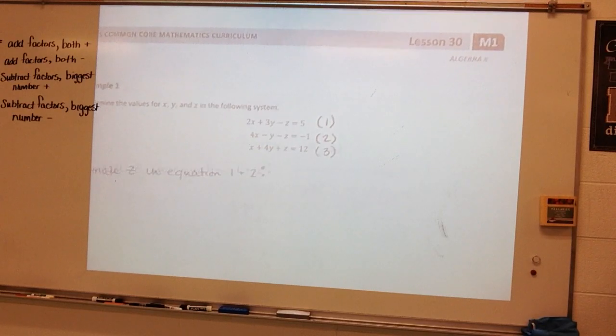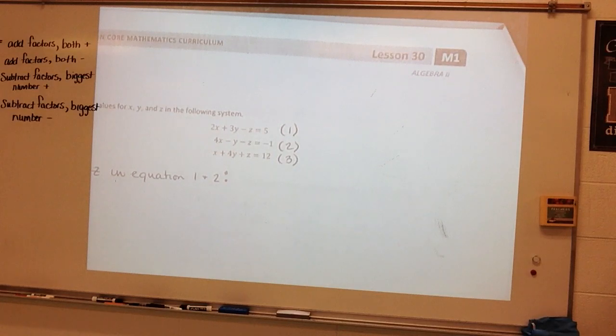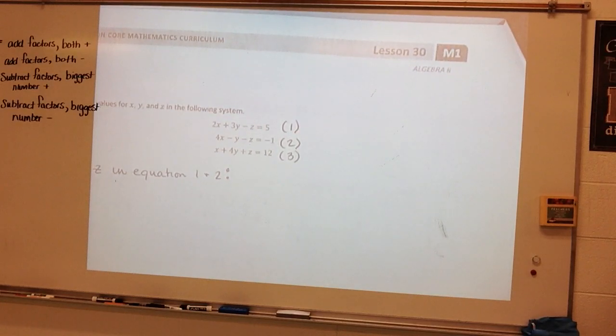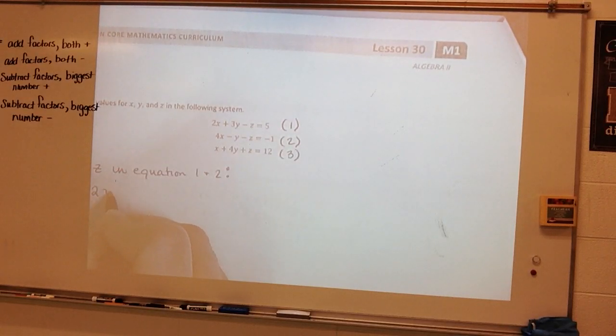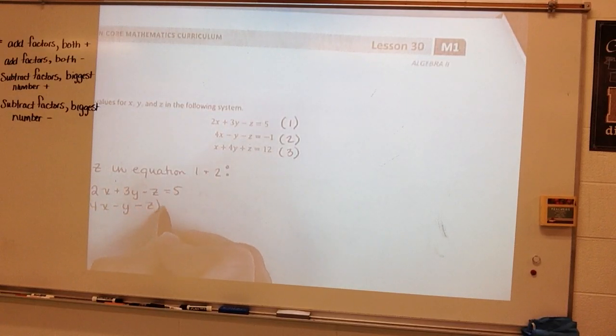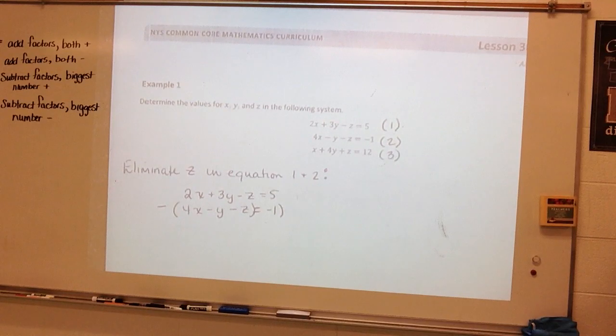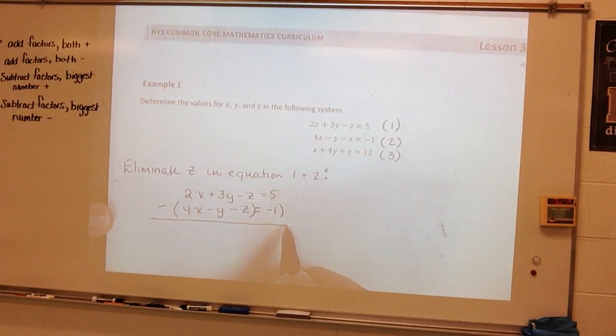And we're going to do that by, if you look, they're both in negative, so I can subtract those. But the thing about it is, when I subtract 1, I have to subtract everything. Alright, so let me show you what we're going to do. Subtract 4x minus y minus z equals negative 1. My parentheses should be at the very end, sorry. Alright, so when I subtract that, this is what I get.